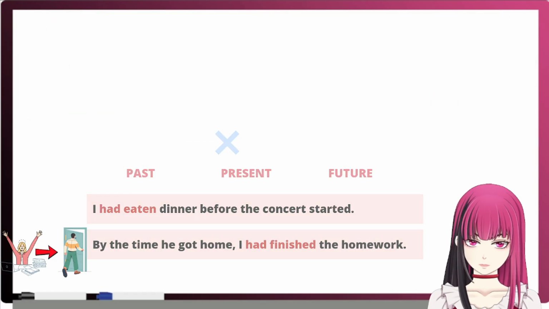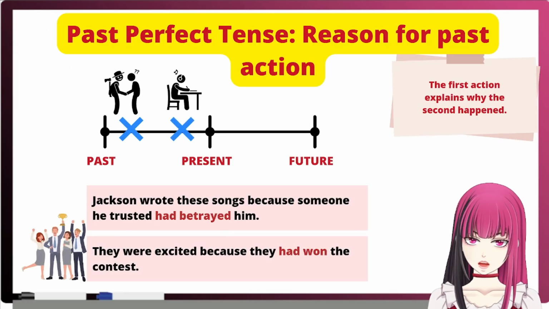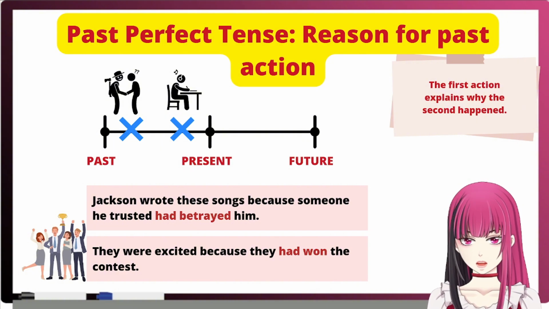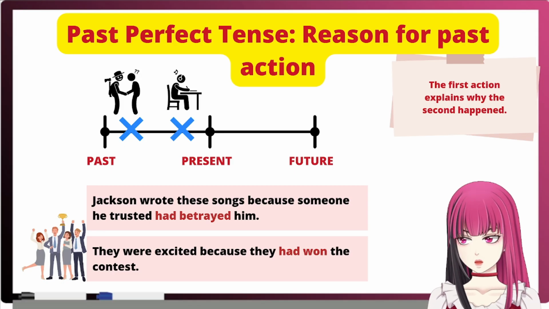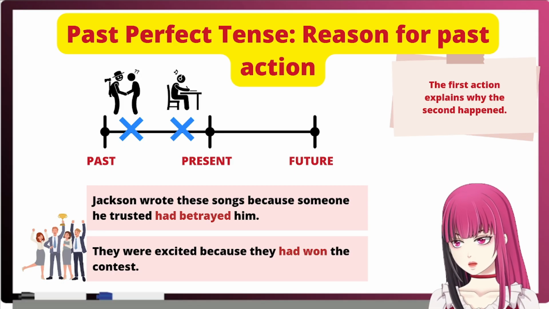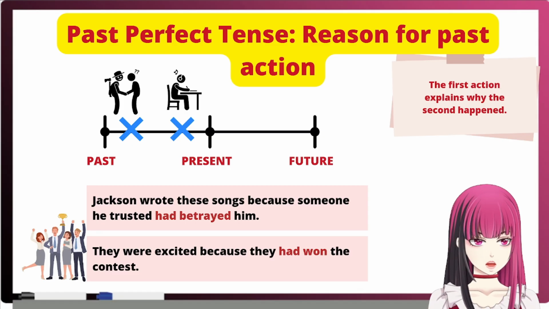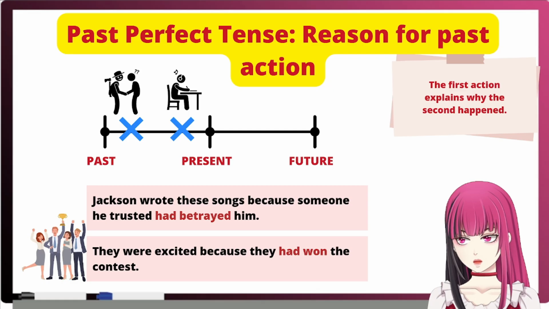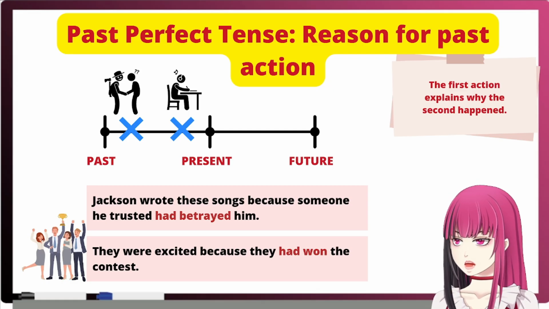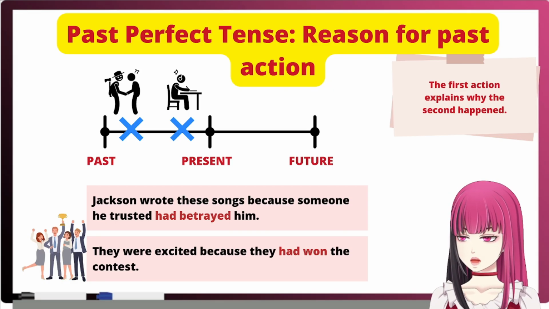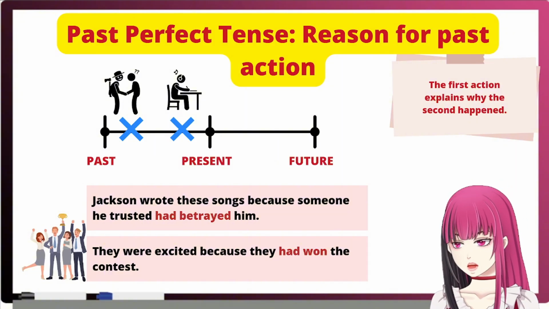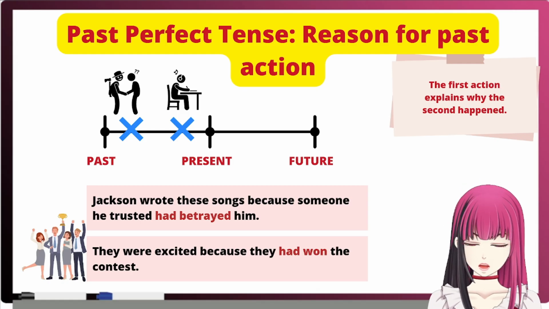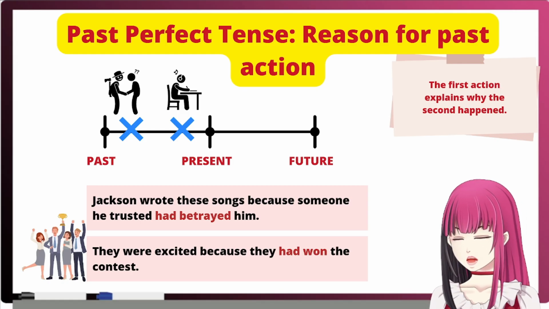The second type is reason for past actions. Why did this happen? Jackson wrote these songs because someone he trusted had betrayed him. So someone had betrayed him, and then he wrote this song. So you have to use the past perfect tense for the first action, then wrote these songs as a past simple. They were excited because they had won the contest. The first action explained why the second action happened.